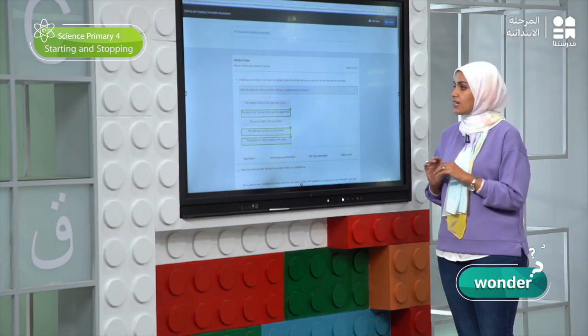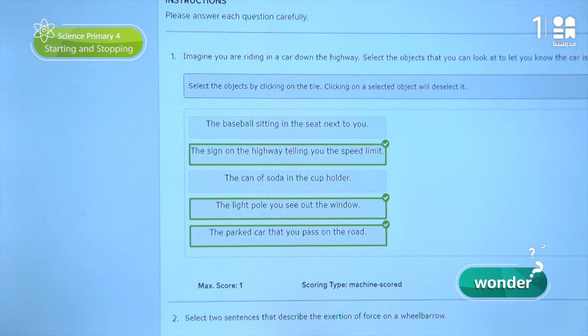Let's see the phrases. The first selection is the soccer ball is sitting in the seat next to you. Of course, it's not correct because the ball next to me moved with me in the car. The second selection is the sign of the highway telling you the speed limit. عارفين اللوحة اللي بتبقى مرسوم فيها السرعة دي لو عدينا من جنبها هنعرف إن إحنا كده بنتحرك؟ I think that the speed sign on the way is right. Yes, it's stable in its place like the trees in the street.